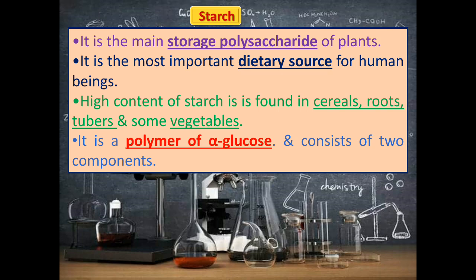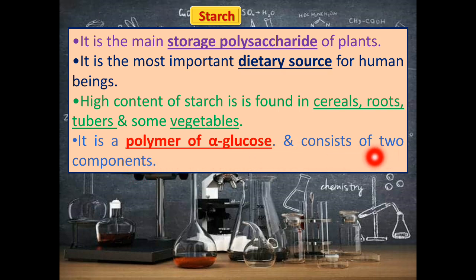So chemically, starch is composed of what? It is a polysaccharide composed of many monosaccharide units. Which monosaccharide units? Alpha D plus glucose units. It's a polymer of alpha D plus glucose. Here I have mentioned only alpha glucose. It's alpha D plus glucose because glucose is dextrorotatory. Always positive configuration will be there.